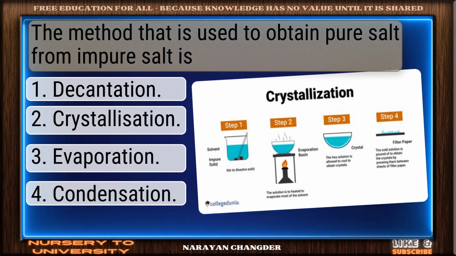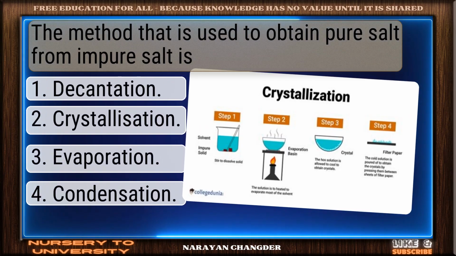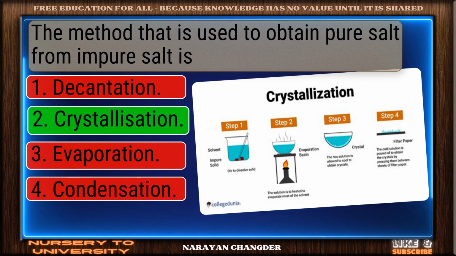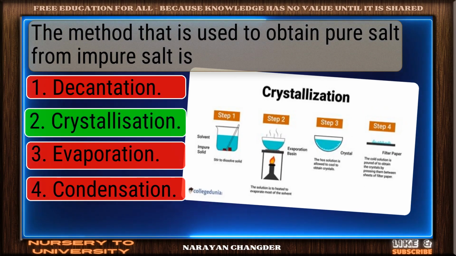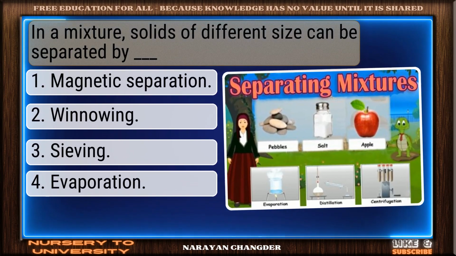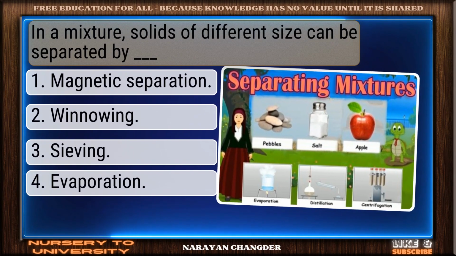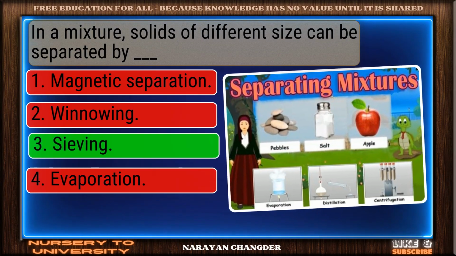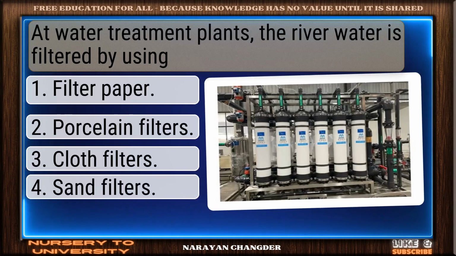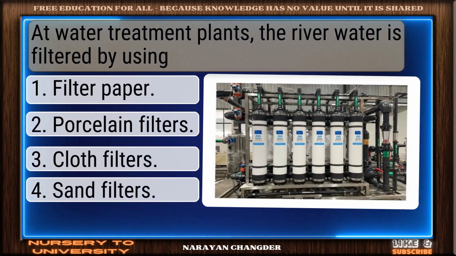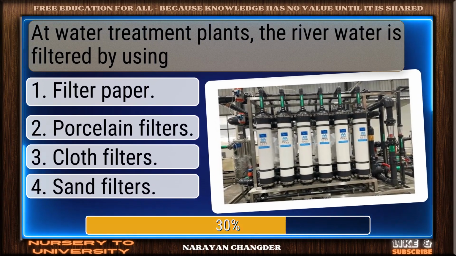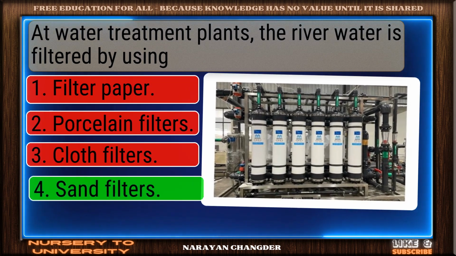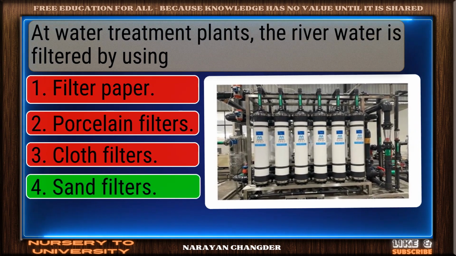The method that is used to obtain pure salt from impure salt is. Good thinking. Crystallization is the right answer. In a mixture, solids of different size can be separated by dash. Perfect. Sieving is the correct choice. At water treatment plants, the river water is filtered by using. You're right. Sand filters is the correct answer.